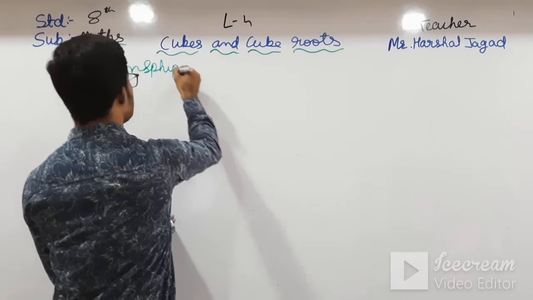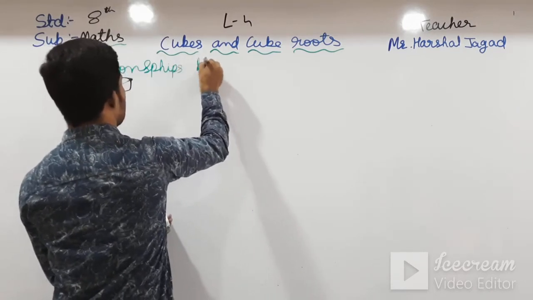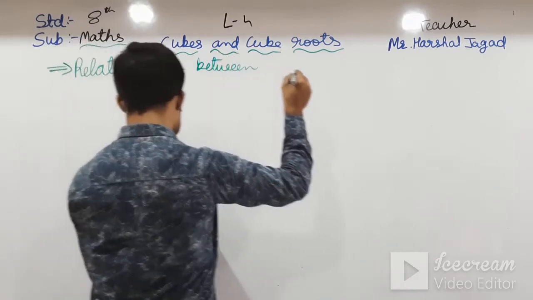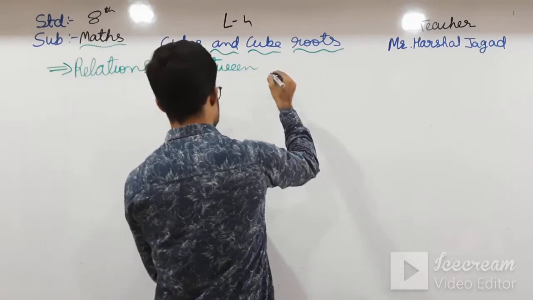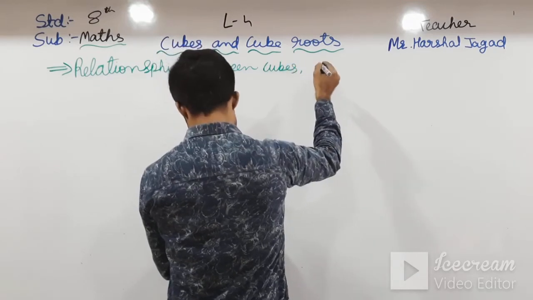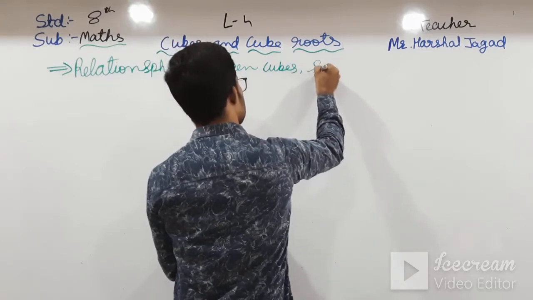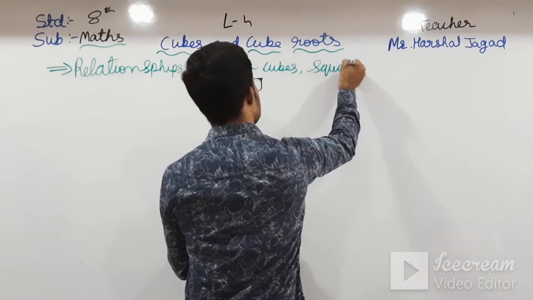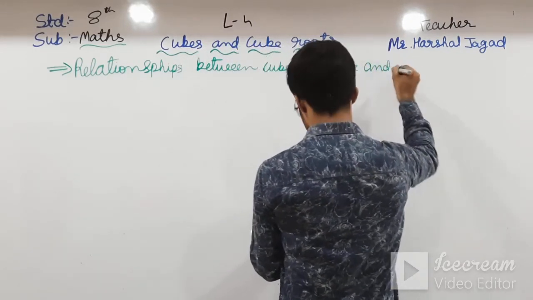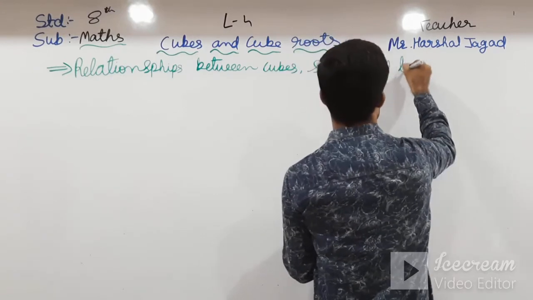Relationship between cubes, squares and triangular number.